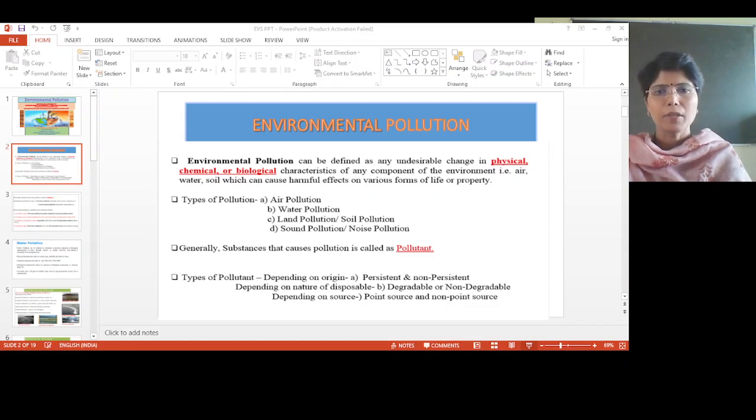Environmental pollution can be defined as any undesirable change in the physical, chemical or biological characteristics of any component of the environment, that is air, water, soil, which can cause harmful effects on the various forms of life or property. There are different types of pollution like air pollution, water pollution, land pollution also known as soil pollution, and sound pollution also known as noise pollution. Generally, substances that cause pollution are called pollutants.